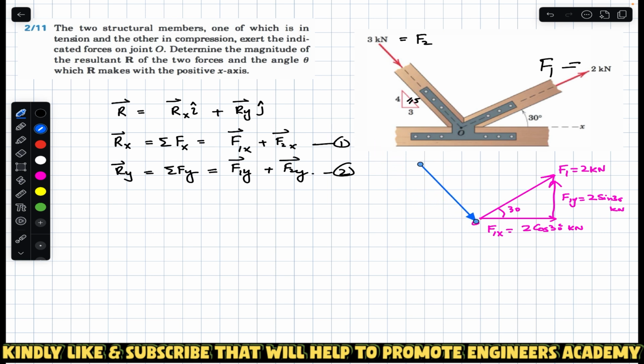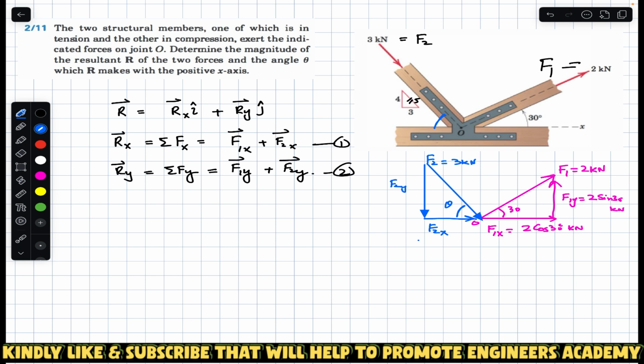So we will have this 3 kilonewton force here, and it will have two components as well. It will have one component in this direction, and one component in this direction. If this is F2 equals 3 kilonewton, then considering this angle, let's say this angle is theta, f2x will be the cos component and f2y will be the sine component.